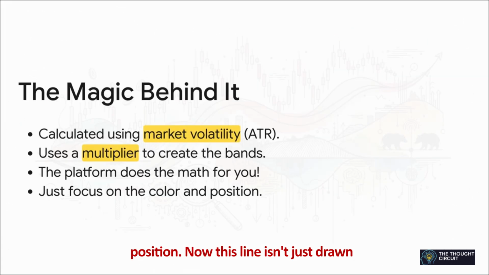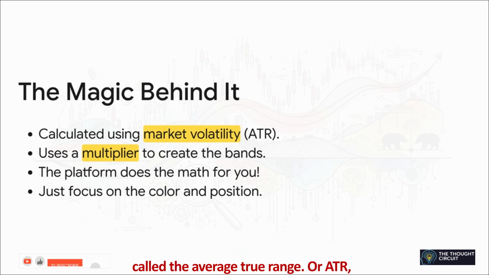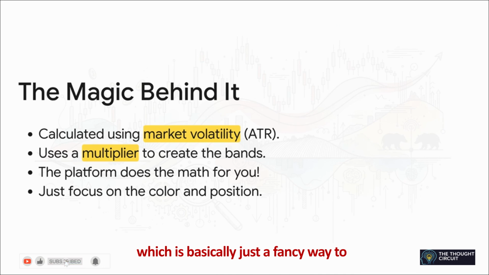Now, this line isn't just drawn randomly. There's some real math behind it. It's calculated using something called the average true range, or ATR, which is basically just a fancy way to measure how volatile a market is. And then it uses a multiplier. But here's the best part. You do not need to worry about any of that math. Your trading platform does all the heavy lifting for you. Your job is just to read the final result.